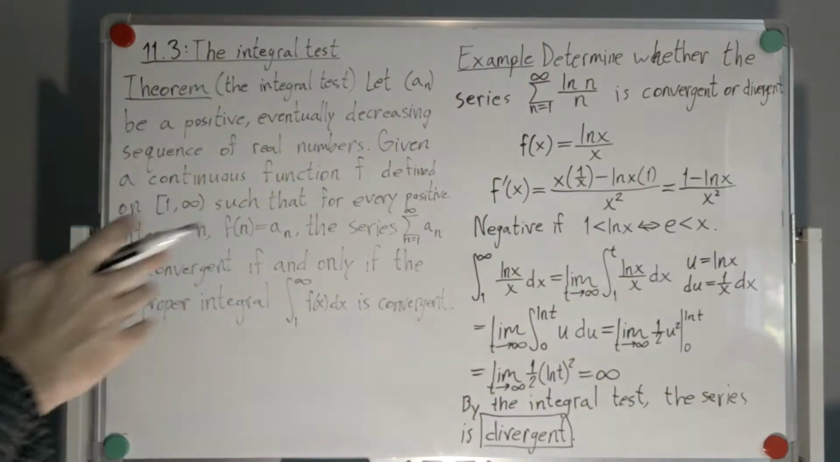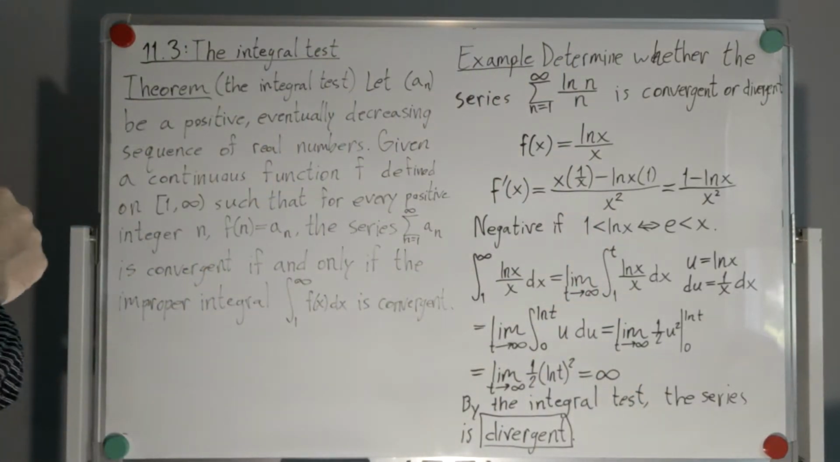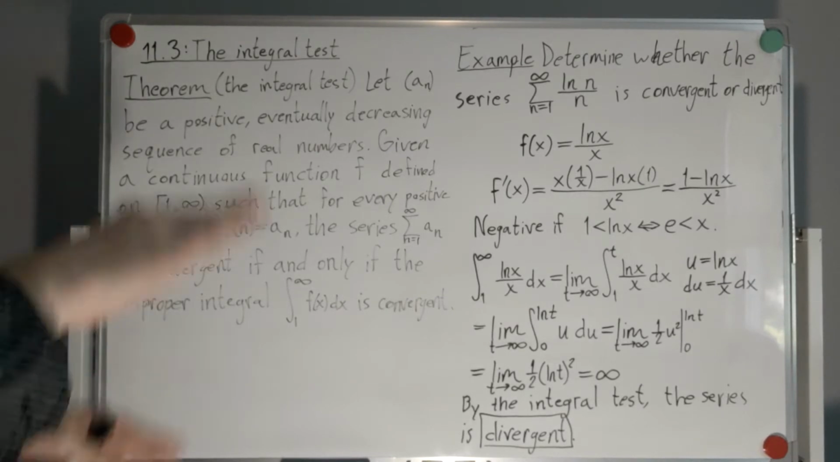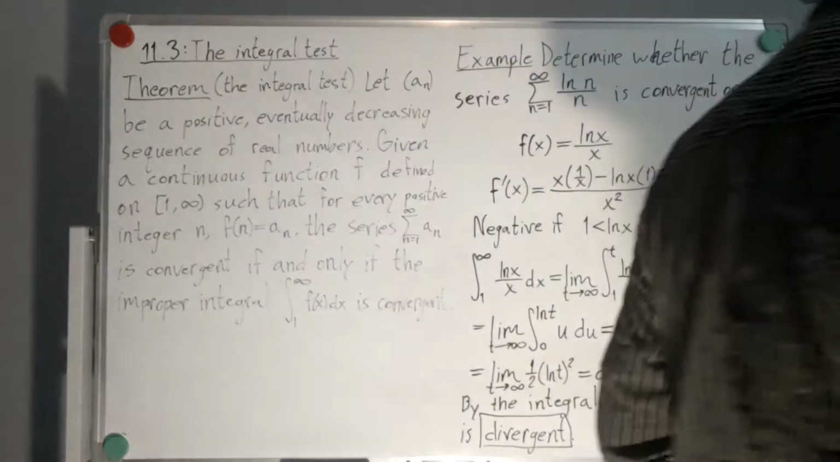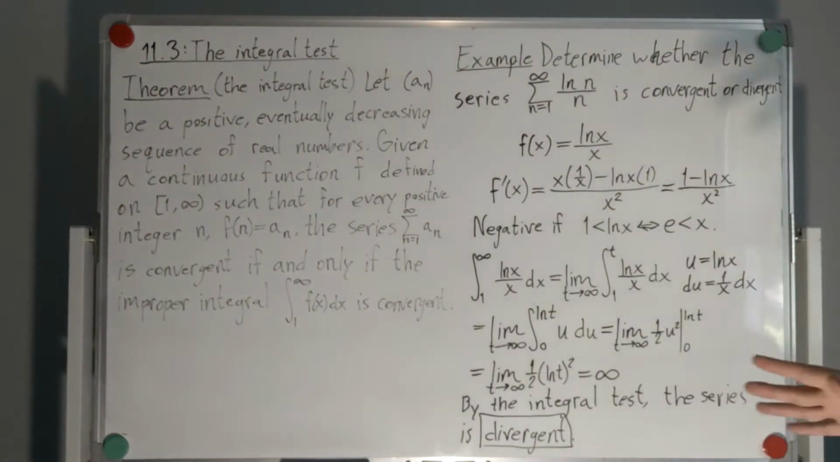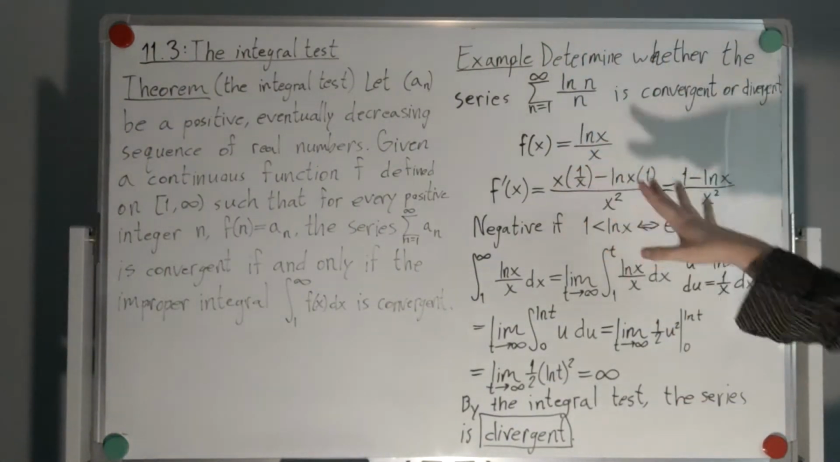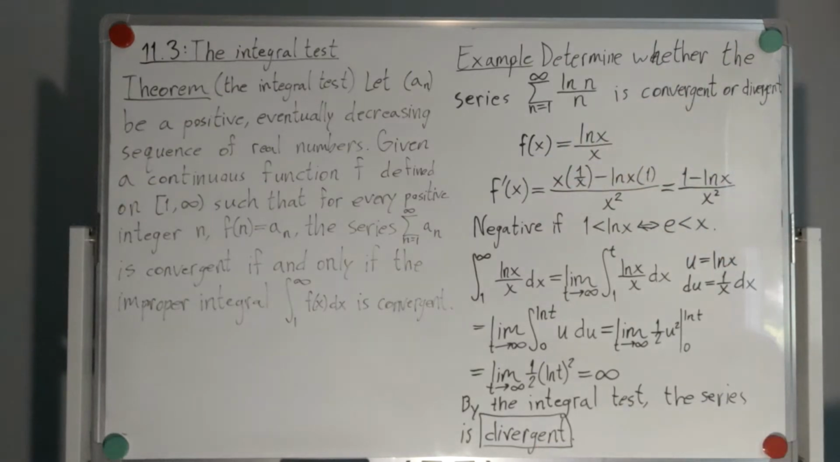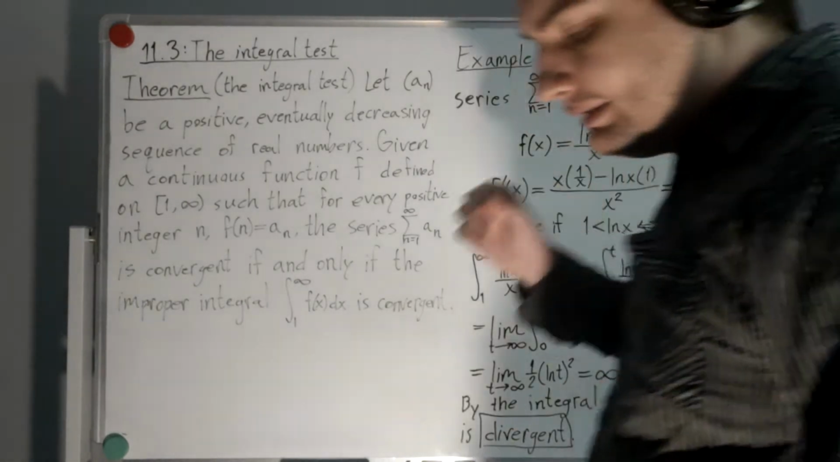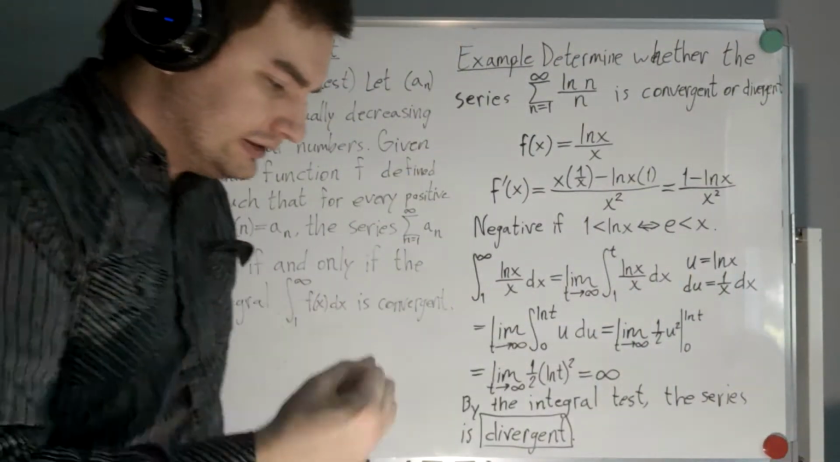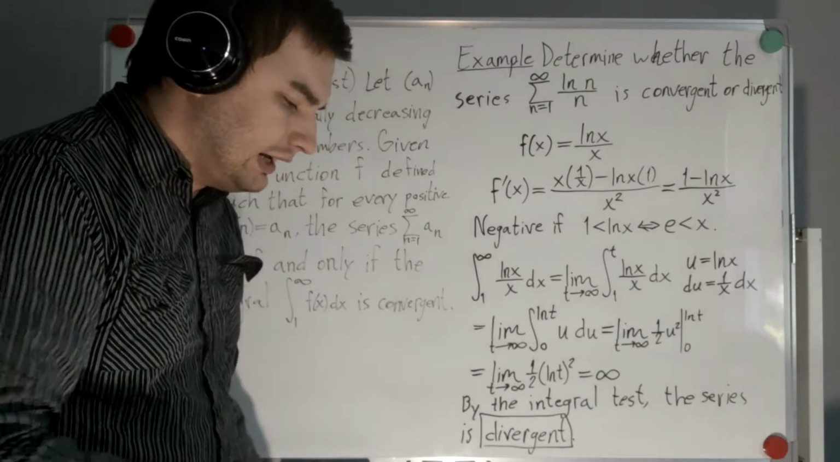And then we're done. Okay? And I want to point out this example is illustrating that the integral test gives us something that the regular old test for divergence cannot give us. The test for divergence would say that if the limit of the terms is not 0, then it's divergent.